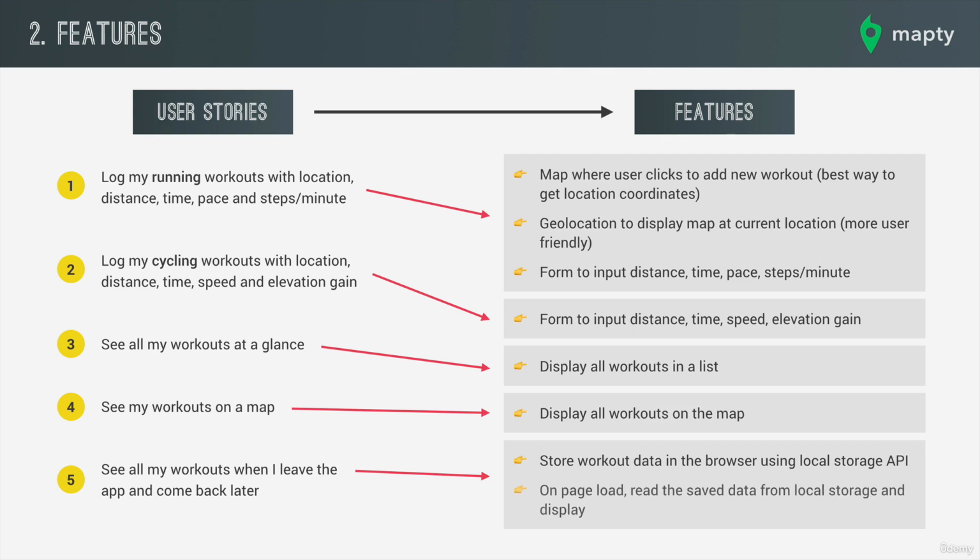Then, whenever the user comes back to the page, we will read the data that was saved in local storage and then display it both on the map and also on the list. Okay, and so these are the features that we will have to implement. And so let's now put them in our flowchart.